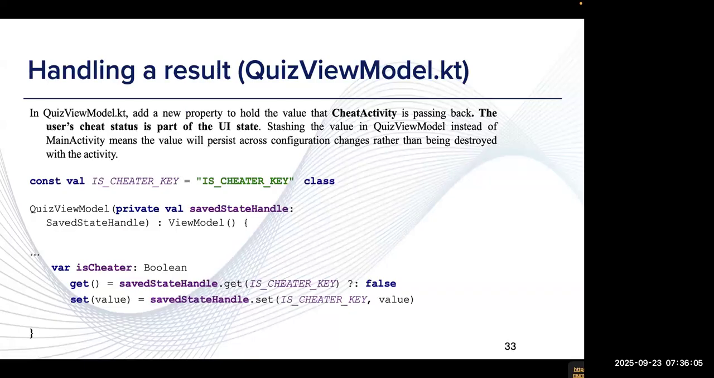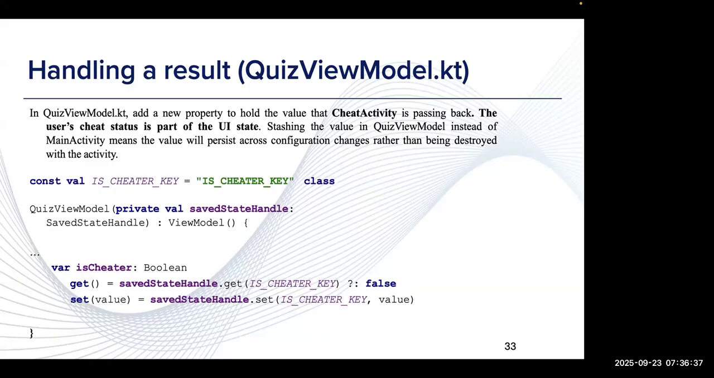Handling a result from the quiz view model. In the quiz view model, we add a new property to hold the value of cheat status that the cheat activity is passing back. The user's cheat status is part of the UI state, so stashing the value in the quiz view model instead of the main activity means that the value persists across configuration changes rather than being destroyed with the activity.